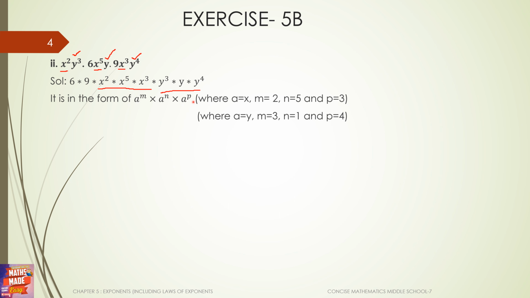Now just substitute this into the formula. Then 6 nines is 54 into x to the power of 2 plus 5 plus 3. Similarly into y to the power of 3 plus 1 plus 4. So when you add all these powers, you will get 54 into x to the power of 10 into y to the power of 8. So our answer is 54x to the power of 10 y to the power of 8. Let's move on to the third question.